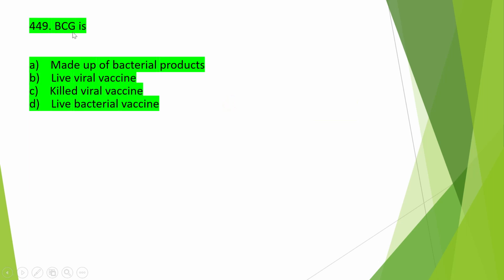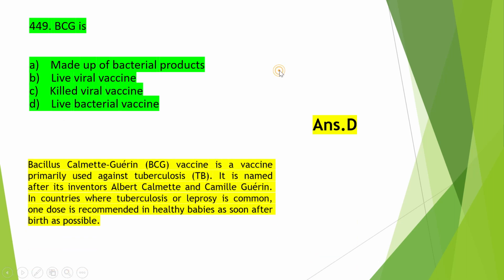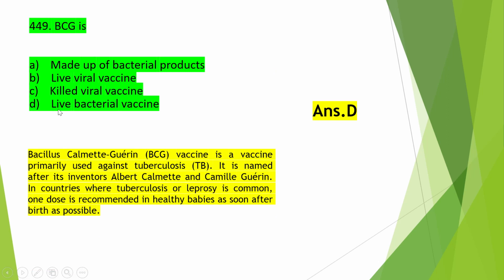So next one is: BCG is made up of bacterial products, or live viral vaccine, or killed viral vaccine, or live bacterial vaccine. The right one is option D. So BCG is a live bacterial vaccine. Bacillus Calmette-Guerin vaccine is a vaccine primarily used against tuberculosis. It is named after its inventors Albert Calmette and Camille Guerin. In countries where tuberculosis or leprosy is common, one dose is recommended in healthy babies as soon after birth as possible.